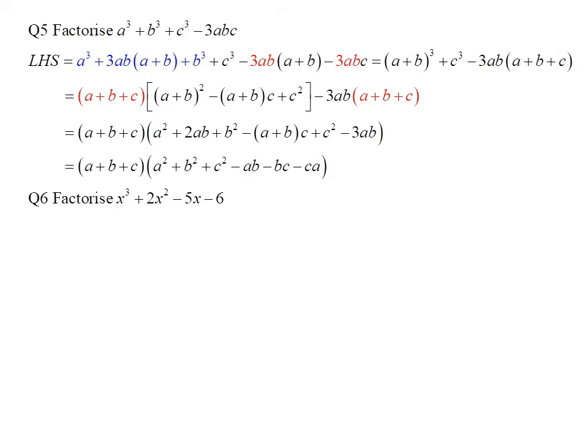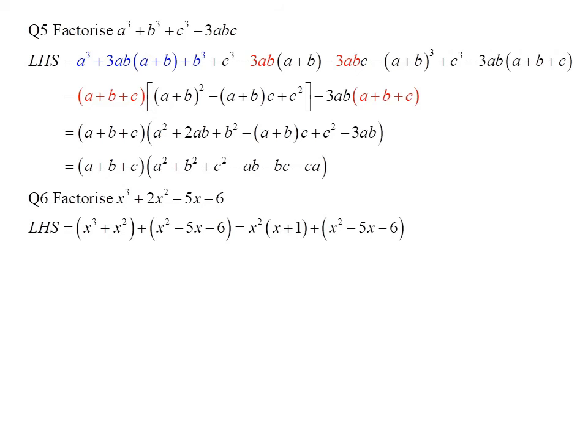Question 6 is to factorize the cubic polynomial expression of x cubed plus 2x squared minus 5x minus 6. In this example, we are going to show you how to factorize this cubic polynomial in 2 approaches. In the first approach, we separate the term 2x squared to x squared plus x squared. Then group the expression using two sets of parentheses as displayed on the screen.